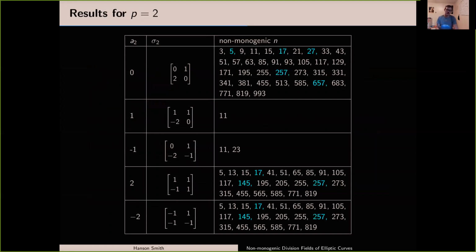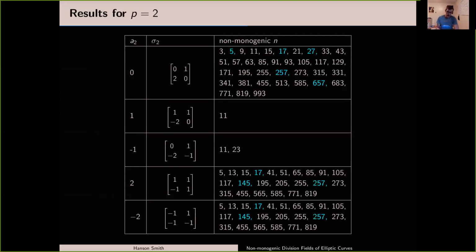Okay, so here's the slide I was talking about. On the left-hand column, we have my trace of Frobenius at 2. In the middle, we have Duke and Tóth's matrix. And on the right, we have non-monogenic n. So we can see that when my elliptic curve is supersingular, there are a lot of non-monogenic n. And what this is saying is that if I have an elliptic curve over Q, its trace of Frobenius is, let's say, -1.